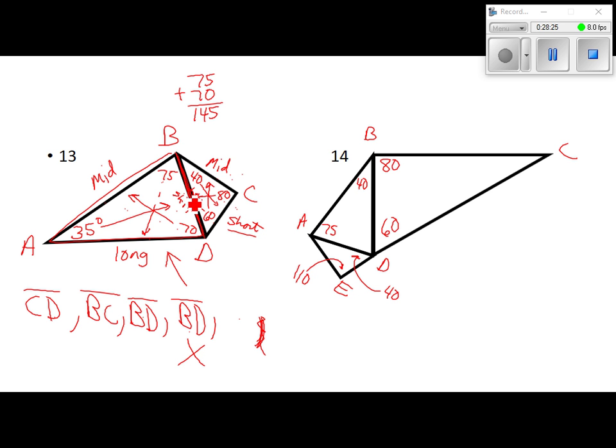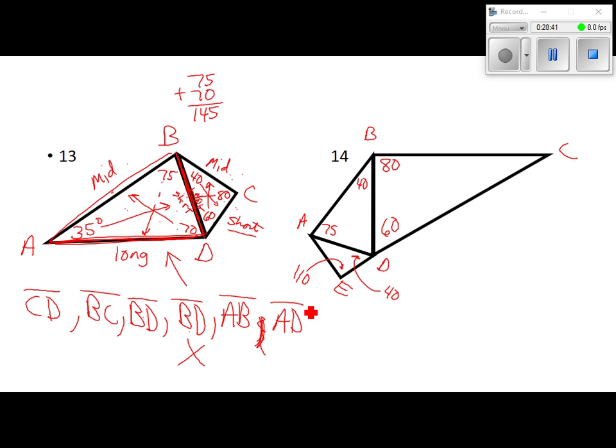Well, if that's the shortest one, then the middle one, the next shortest, is AB, segment AB. And then the longest segment out of all these segments in this picture is this one down here, which was the longest in the triangle on the left, which is segment AD.